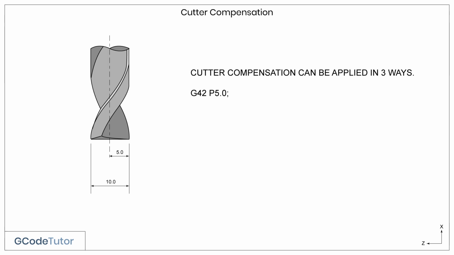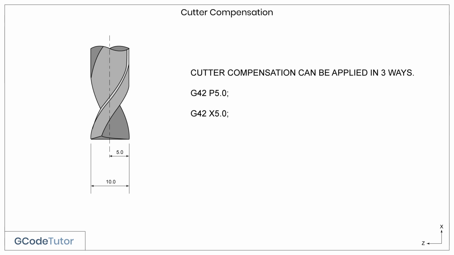One of the most common ways on desktop CNC machines that you might find in a home workshop would be to add a P value after the cutter compensation command. So a P value of 5.0 would tell us that the cutter is 10 millimeters and that the radius is 5 millimeters. So the line G42 P5.0 would tell the machine that we wish to apply cutter compensation and the radius of the cutter is 5 millimeters.